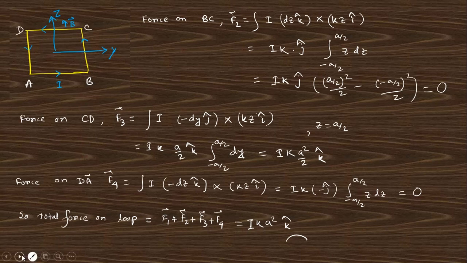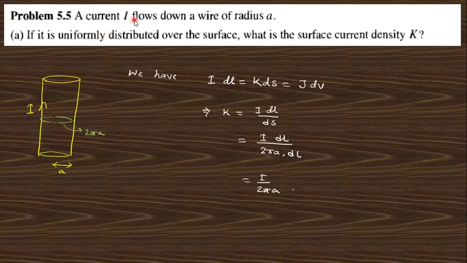Next one, a current I flows down a wire of radius A. This is a wire of radius A where the current I flows. If it is uniformly distributed over the surface, then the surface current density, volume current density and linear current density are related like that: I dl equals K dS equals J dV. So K is nothing but I dl by dS.